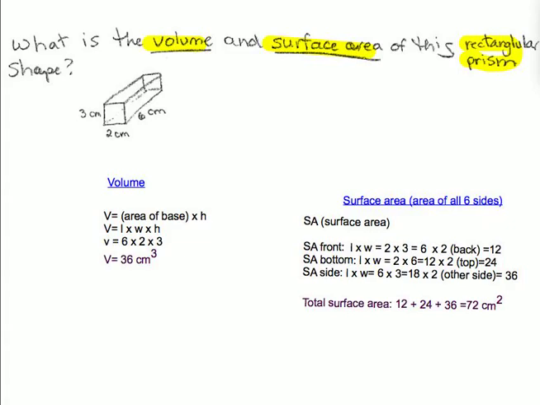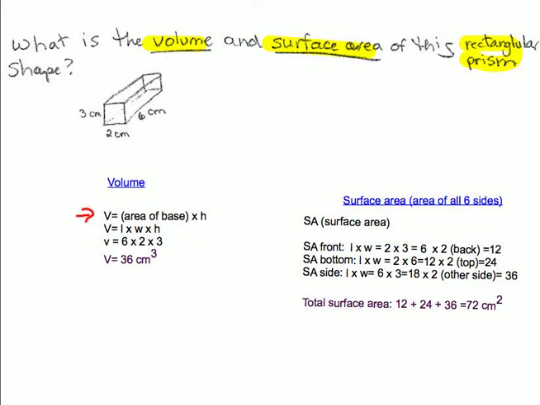What is the volume and surface area of this rectangular prism? So they're asking for two things. The first is the volume, which is how much space it takes up. So I write the formula. Volume equals the area of the base times the height.